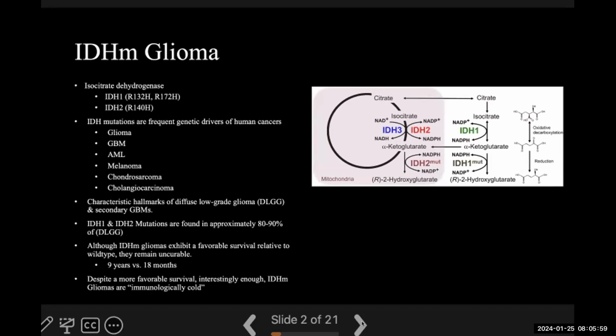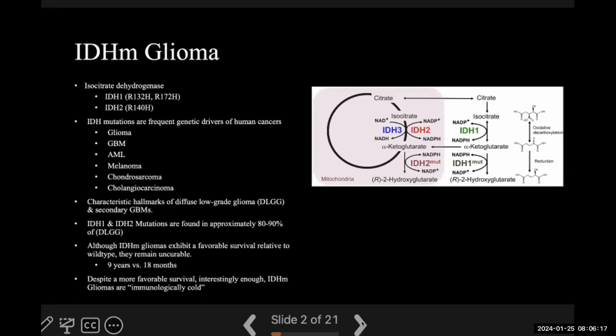But in gliomas, you see IDH mutations in almost 80 to 90% of diffuse low-grade gliomas. But you'll also see IDH mutations in other human cancers as well, some GBM, AML, melanoma, chondrosarcoma, and cholangiocarcinoma as well.